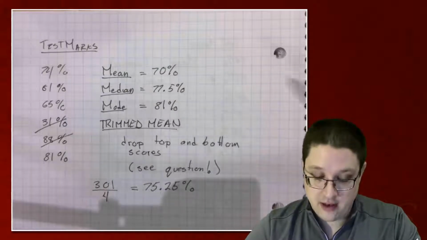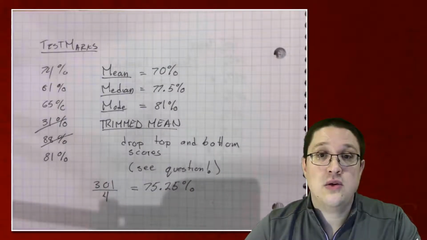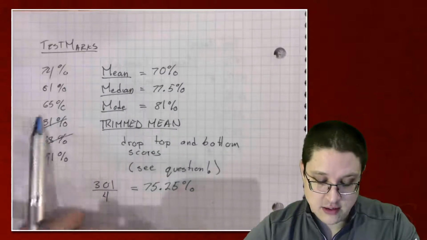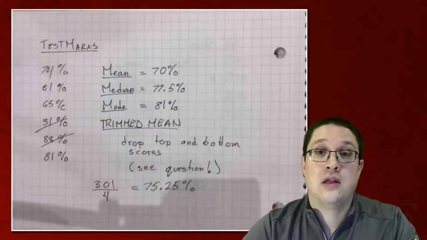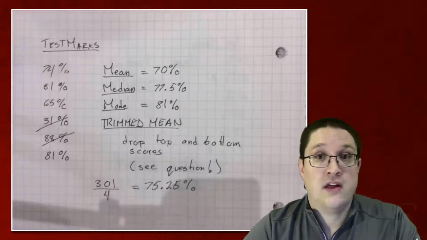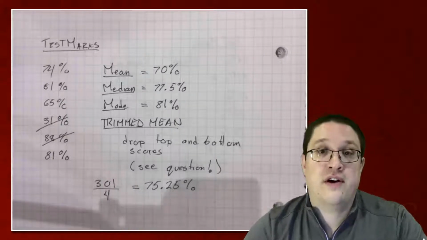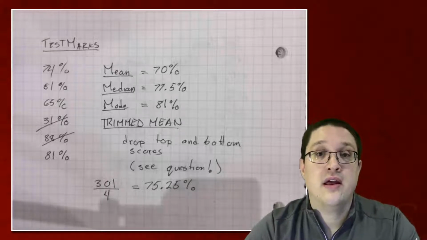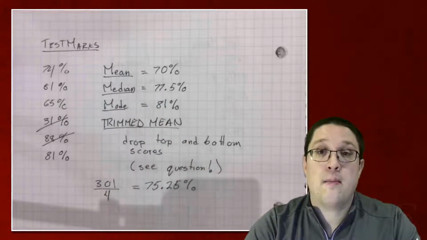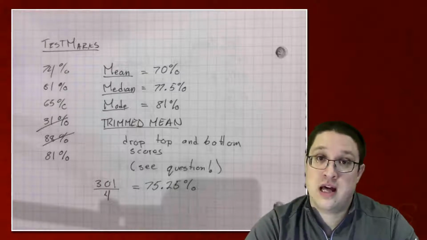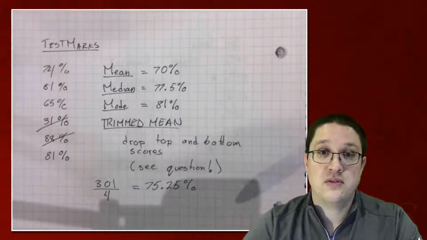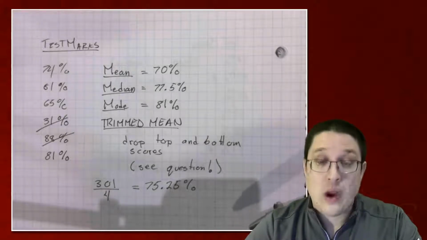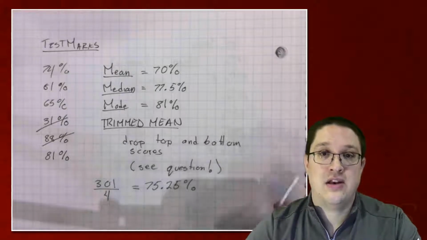Maybe that looks better. In this case, because you had one score, this 31, that's an outlier, the 70 of the mean is lower. But on the other hand, if you had an outlier that was very high, say you scored a 99, then your mean might be higher and you might want to use that instead. So your mean, your median, your mode, and your trimmed mean are all ways that you can calculate and describe a set of data.